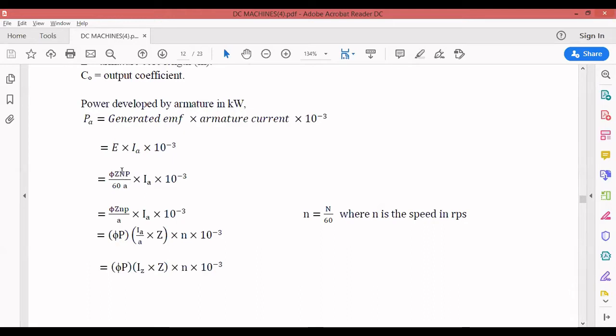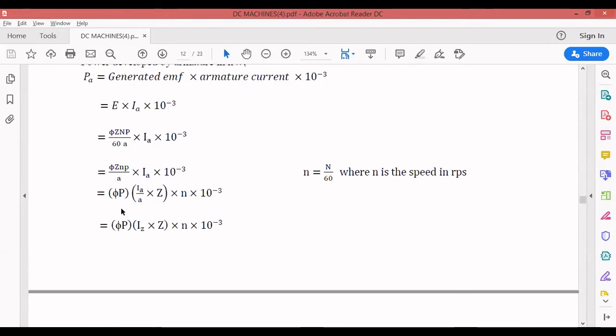This is N. N will be RPM converted into RPS, so N is equal to N divided by 60, converted into RPS, where this N is the machine speed. Don't write synchronous speed, it's a DC machine. Write machine speed. So φZNP divided by A. Here N is nothing but 60 into N, so the 60 gets cancelled and only N remains. So φZNP by A into Ia into 10 power minus 3.